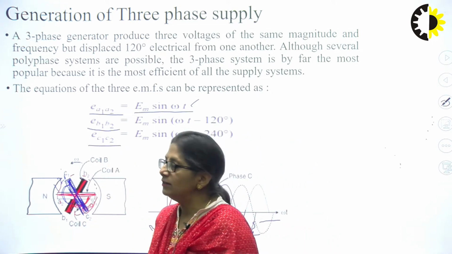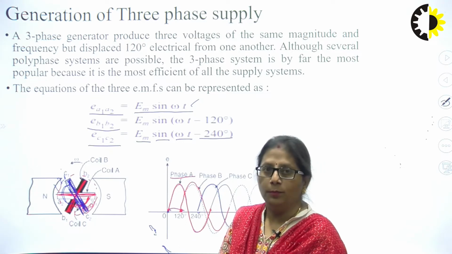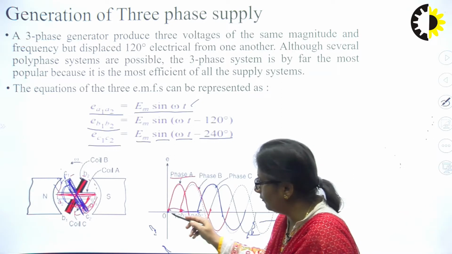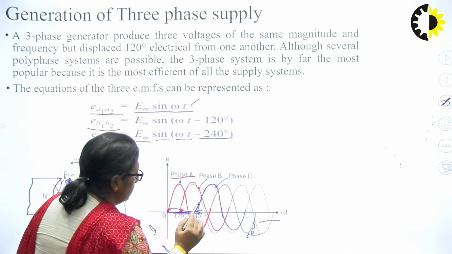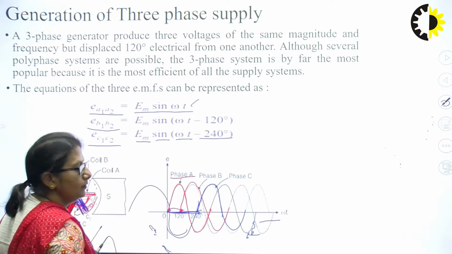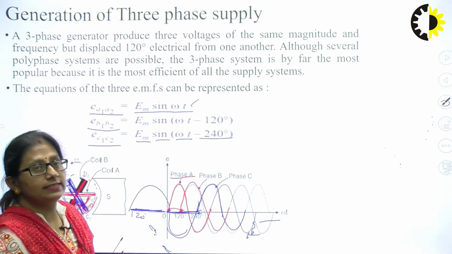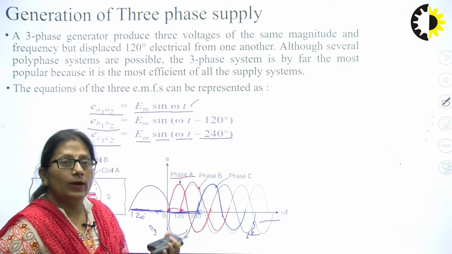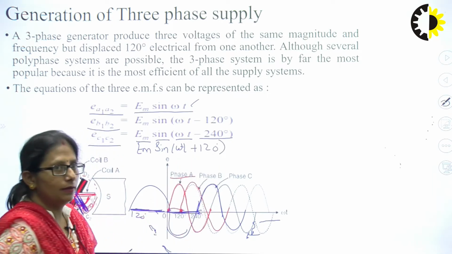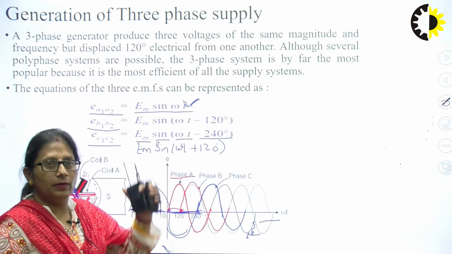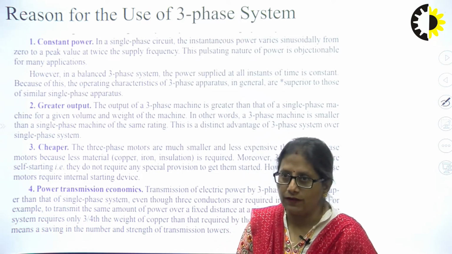And the EMF induced in the third phase, that is C phase or EC1, C2, will be given by Em sin omega t minus 240, because the third phase is lagging the reference by 240 degrees. Right? I may even draw this like this. So it can be seen that this is actually leading by 120 also, right? The phase C is also leading the phase A by 120 degrees. So I may even write it as Em sin omega t plus 120. Right? But keeping this as our reference, we may give the 3 equations as I have just written.